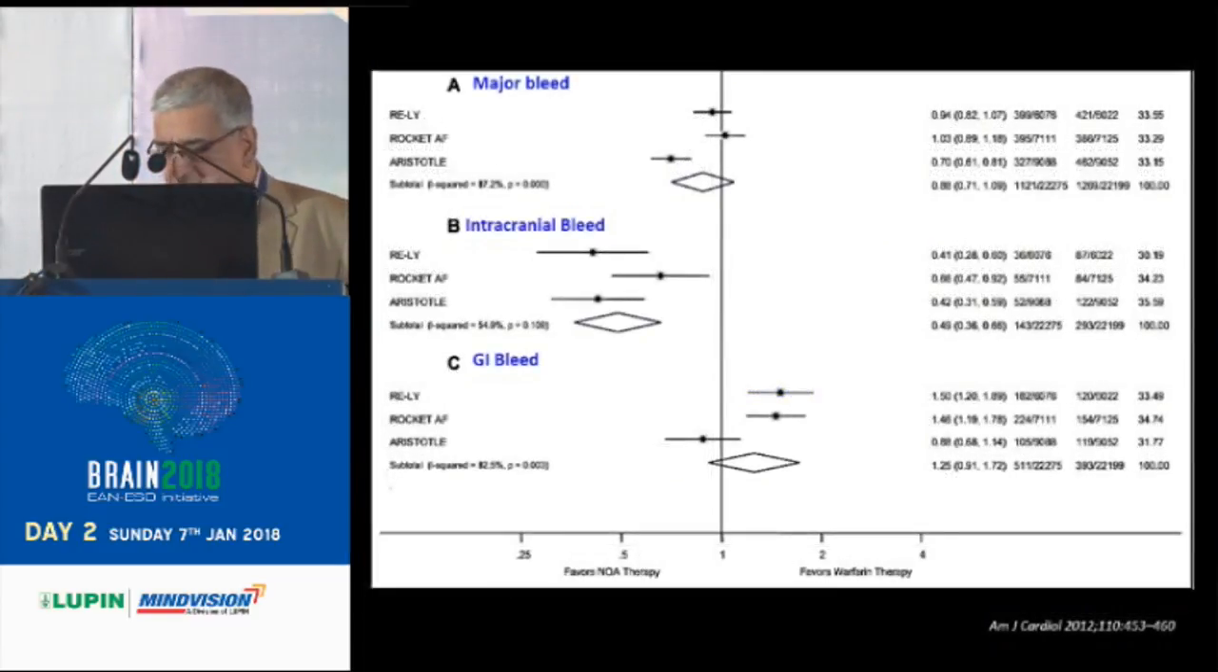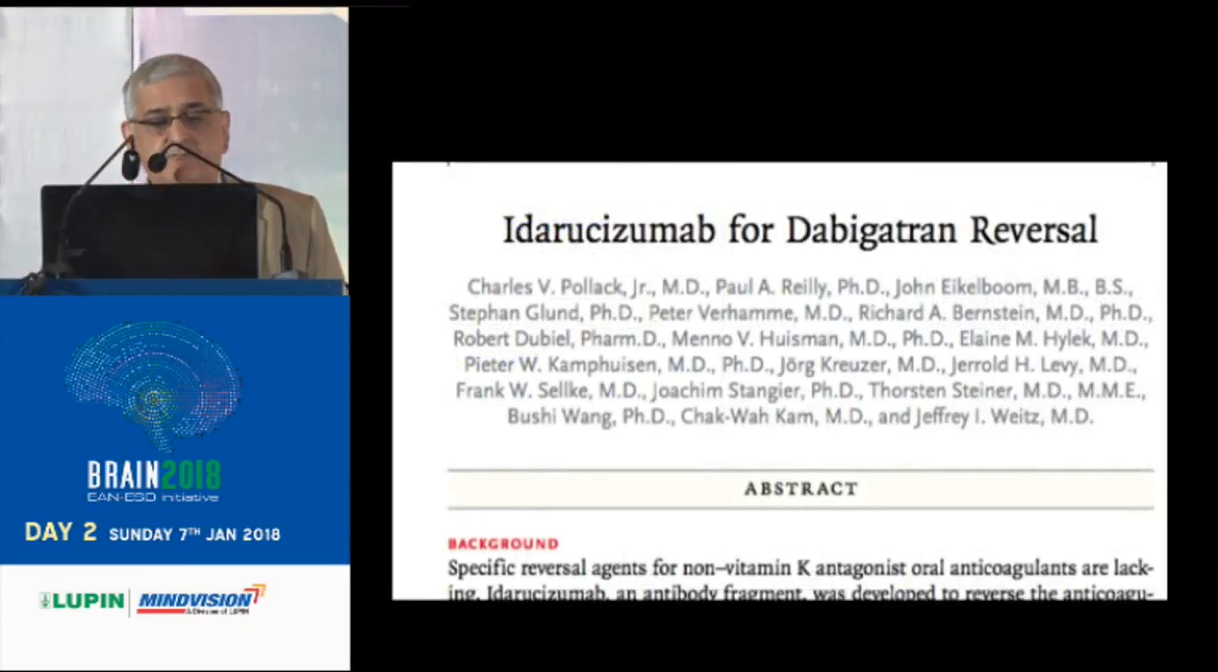Now, one problem with these newer oral anticoagulants was that there was no reversal agent. But last year, now we got the reversal agent for dabigatran, which is a monoclonal antibody, idarucizumab, and this is a very effective agent. It immediately binds to the drug and stops its action, but it's expensive.